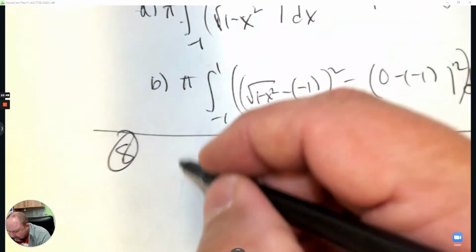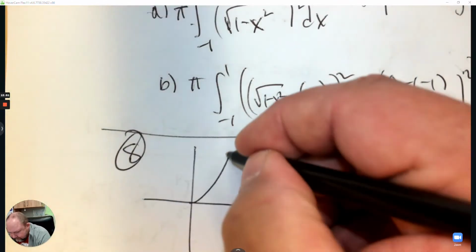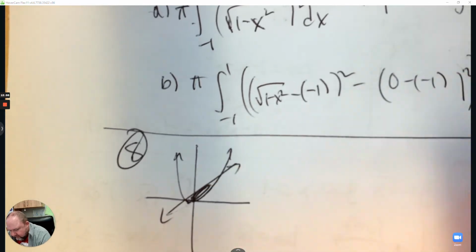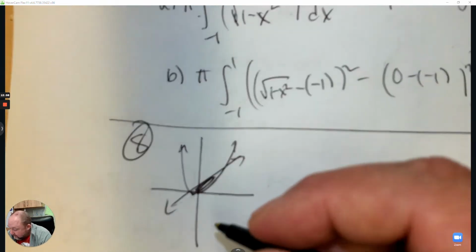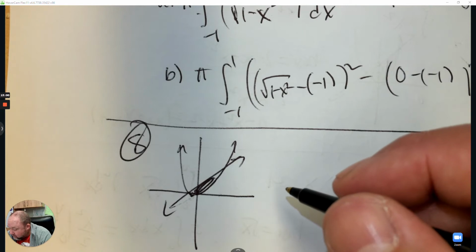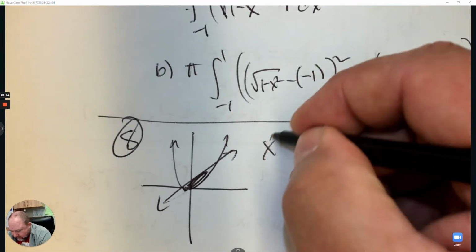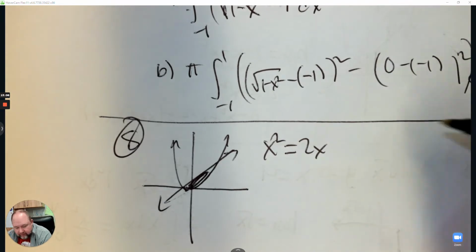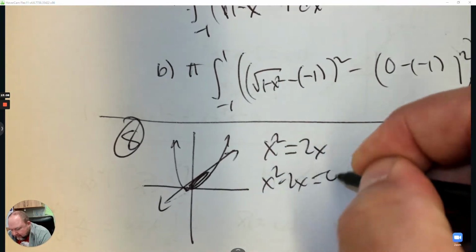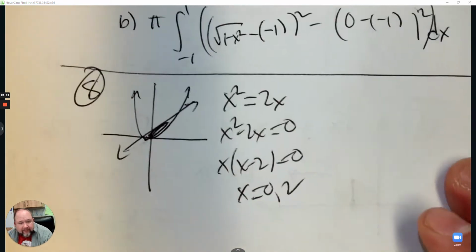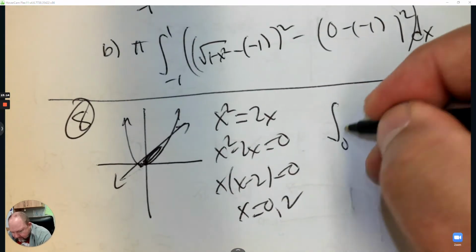So they give you a graph. I'm going to still graph it. Kind of this. Not perfect. And one thing that they don't give you are the bounds. So a step here would be to make them equal to each other and solve it. So if I subtract 2x and factor it, I can see that the two bounds are 0 and 2. So it's an integration, 0 to 2.